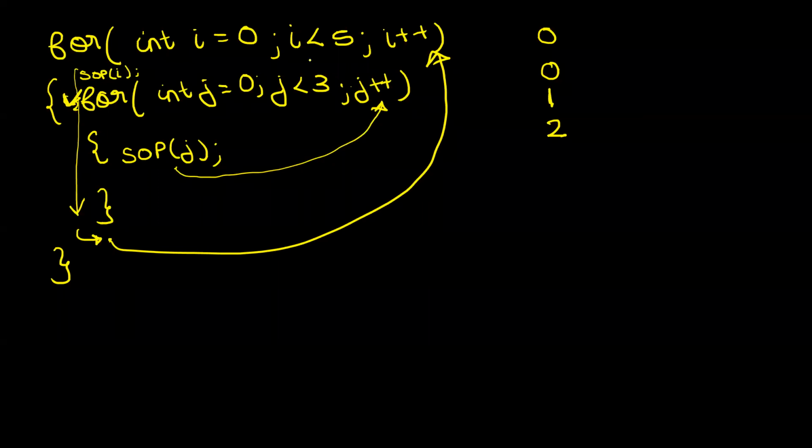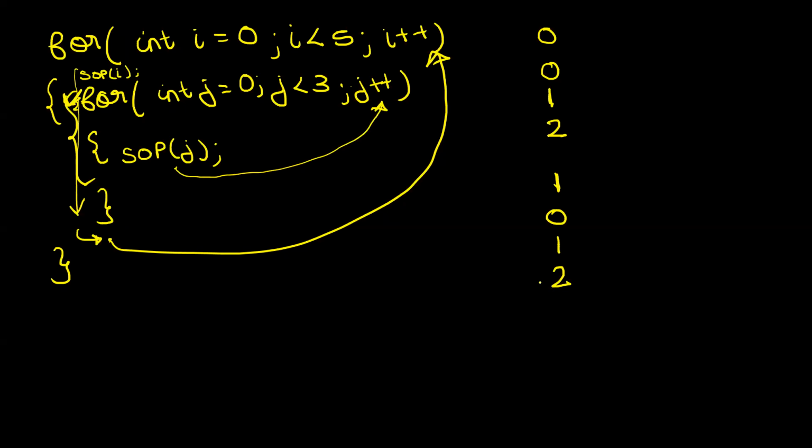Now the value of i will become 1. Someone was asking: does the outer loop run only once? No. The outer loop will run five different times, from i = 0 till i = 4. So now the value of i will become 1. I enter inside and print the value of i, which is 1. And then again this inner loop runs for j = 0 till 2, and the values of j will be printed: 0, 1, 2.